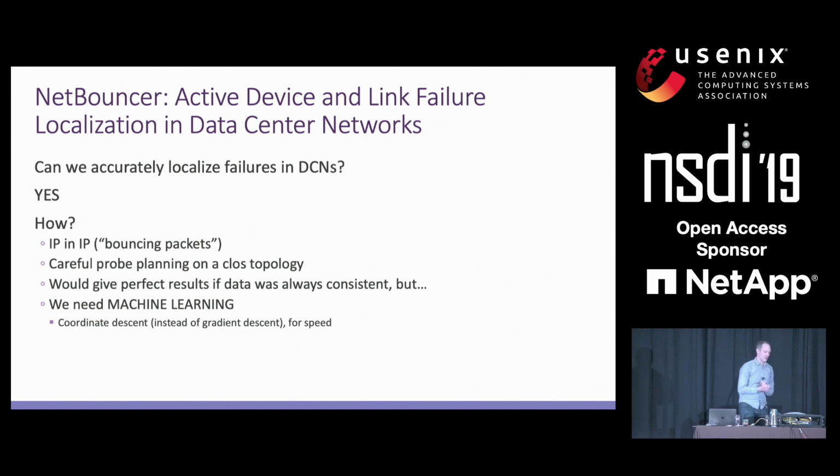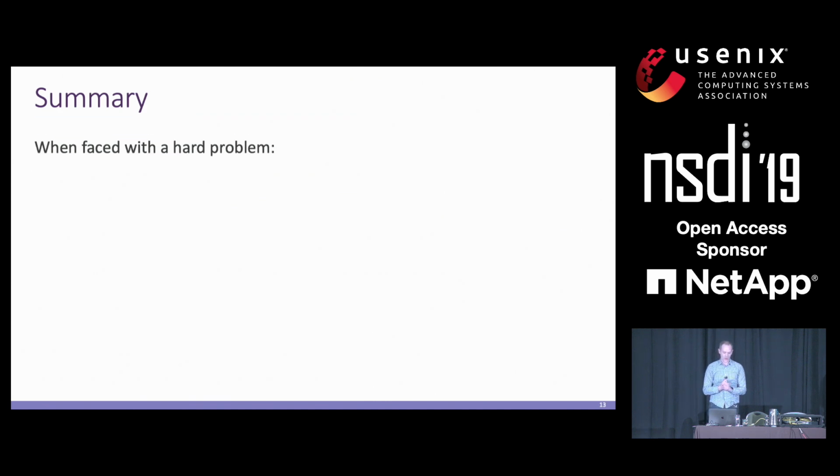Essentially, the approach here is to address some of this noise using a specific kind of gradient descent that's much more efficient, called coordinate descent. And again, because you need to do this to make things fast. The summary for this session is when you are faced with a hard problem, machine learning. I'll take any questions you have to the extent that I can answer them.